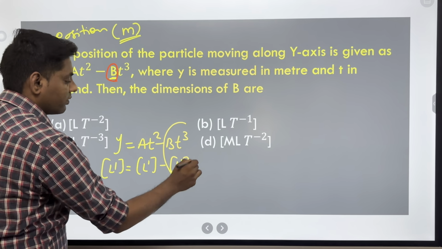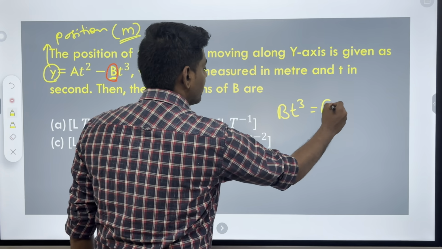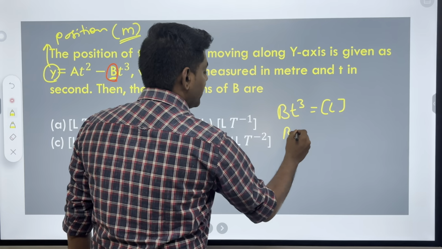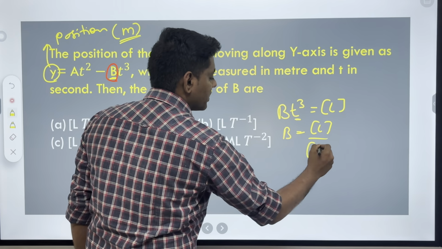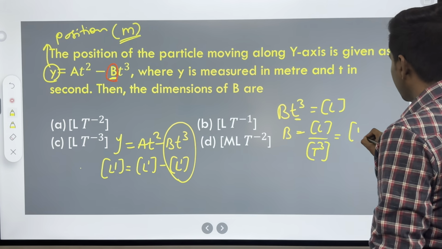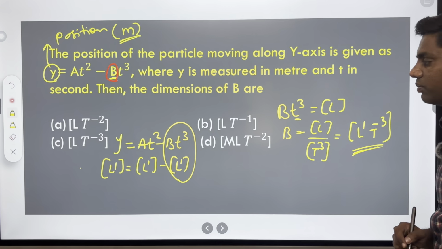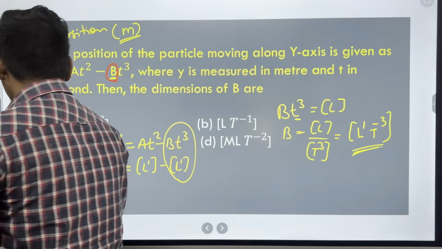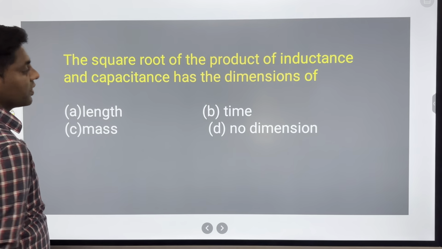So according to that we compare, b t cube equals L1, so b equals L divided by time dimension t raised to 3, so it becomes L1 t raised to minus 3. So this is the dimensional formula for b. So option number C is the correct answer for the given example. We go for the next MCQ.